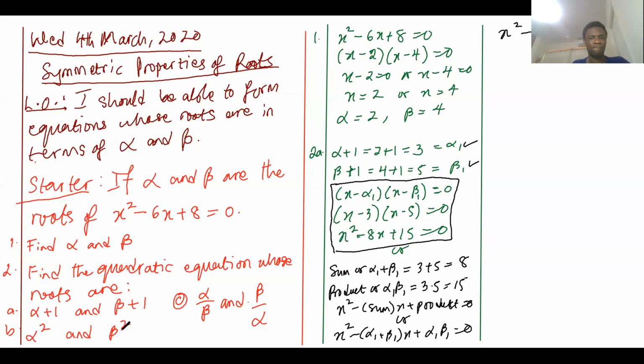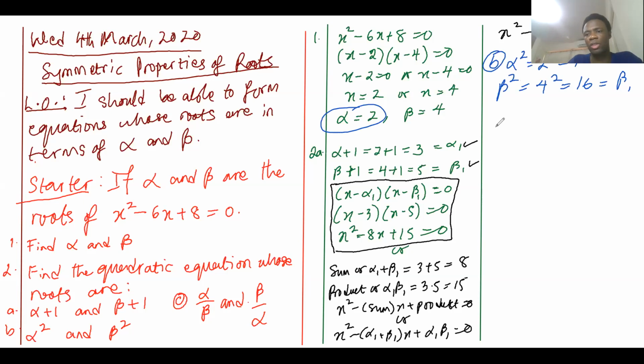And here also your alpha 1. I'm just going to give a sketch idea for B. My alpha squared will be 2 squared because alpha is that, and my beta squared will be 4 squared, which is 16. So this could be seen as my alpha 1, and this could be seen as my beta 1 in this case. Then you follow the same procedure.